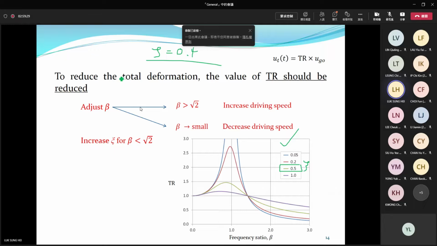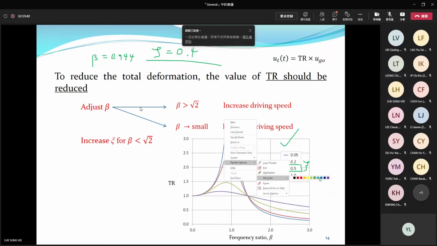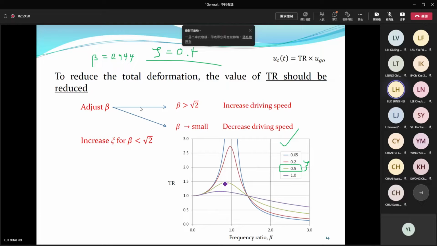What is the frequency ratio for our problem? According to the previous part, it is about 0.9444. That means we are located around this region. I change the color. Our current position on the graph is here, beta equal to 0.9 something, 0.944.